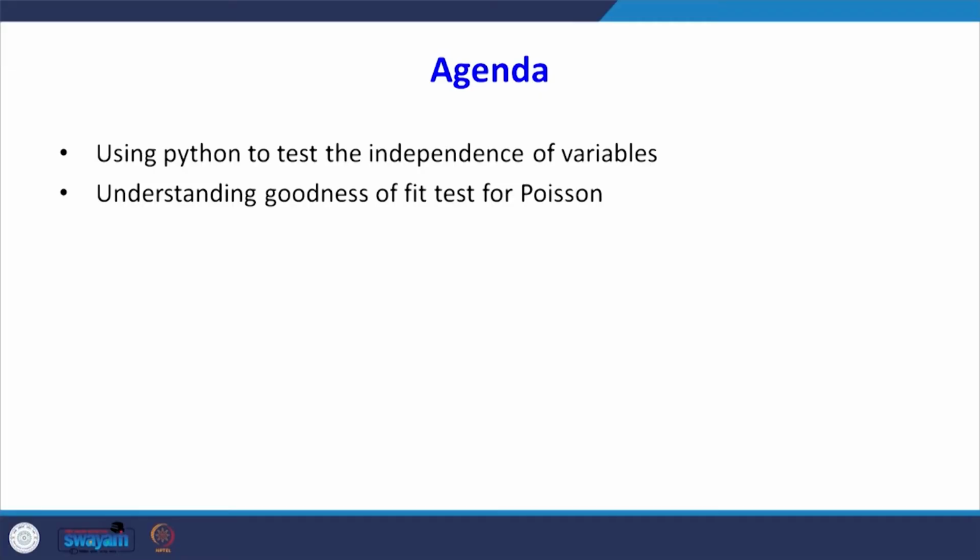We will take another example and solve it with the help of Python, then we will go for another application of the chi-square test, that is the goodness of fit. So, the agenda for this lecture is using Python to test the independence of variables. We will start a new topic, the application of the chi-square distribution on testing goodness of fit. First we will test the Poisson distribution.